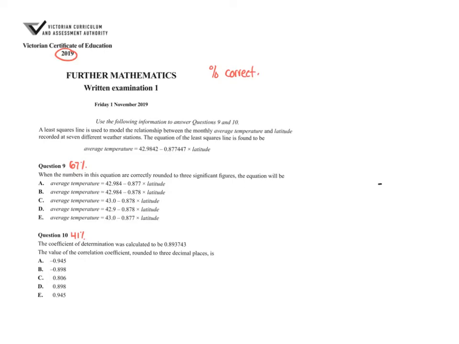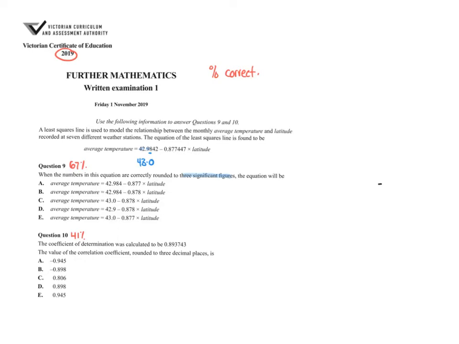Alright, so looking at question 9, when the numbers in this equation are correctly rounded to 3 significant figures, the equation will be... So when we're rounding to 3 significant figures, we start counting as soon as we have a non-zero. So 4 is a non-zero number, 2, and so I go to the 9. Once I get to the third number, I then have to look at the fourth to see if I round. Because that's an 8, I round up, and rounding 9 up would make it go to 3. So I actually have to have 43.0 there for 3 significant figures.